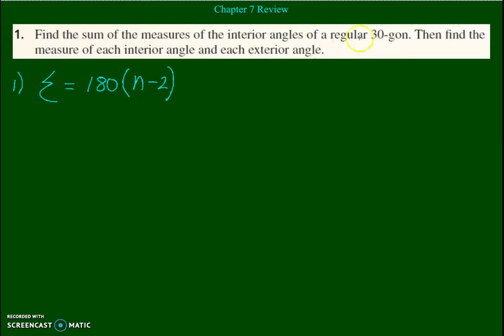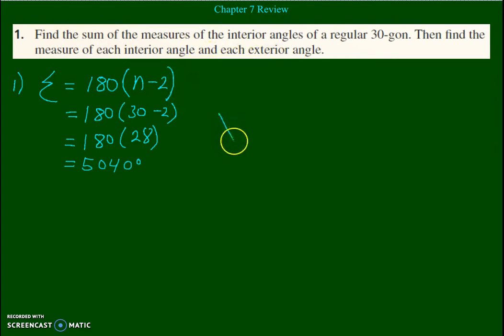So to solve this problem, we just need to put 30 in for n. So we have 180 times 30 minus 2, which is 180 times 28, which equals 5,040 degrees. Okay, now the next part of the problem, we're looking for each interior and each exterior angle.